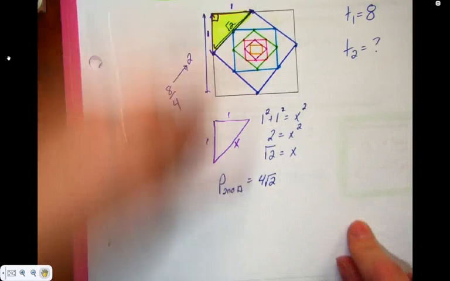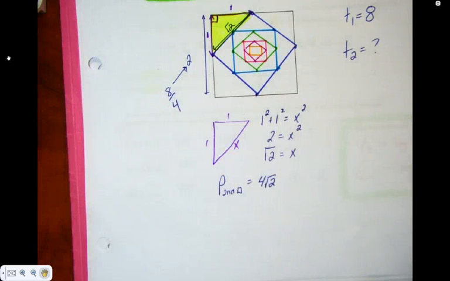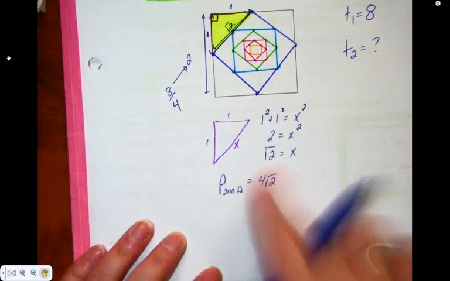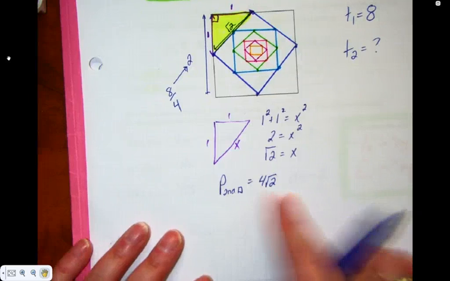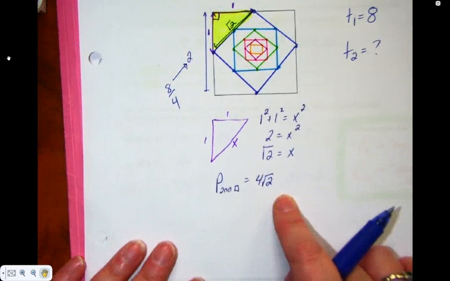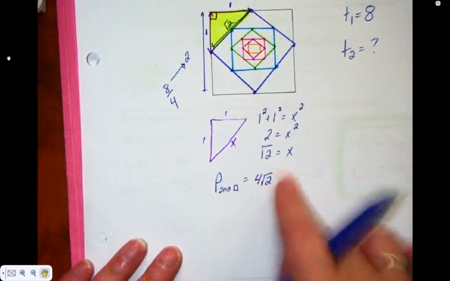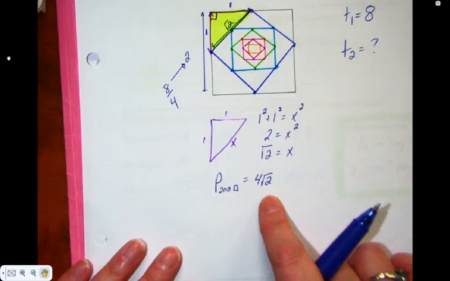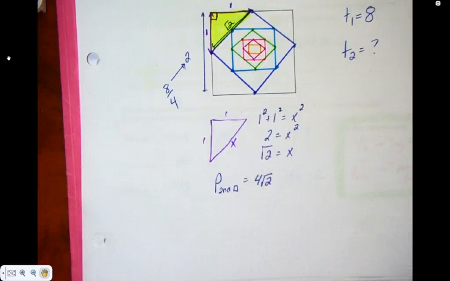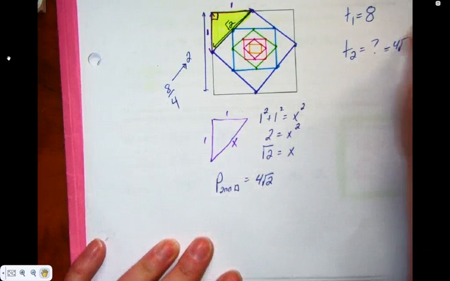And then to find the perimeter, we just went root 2 plus root 2 plus root 2 plus root 2, which is 4 root 2s. But can I do anything to simplify this? Can I multiply this, make it root 8? Really, radicals last year? Think about that. No, it's just 4 root 2. So don't try to do any fancy simplifying. It's just 4 root 2. So we know T2 is 4 root 2.